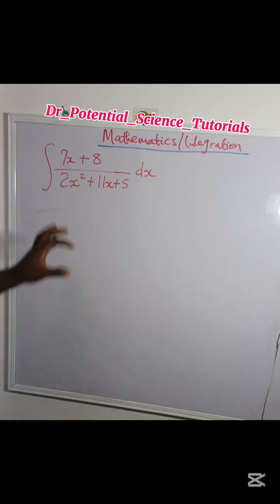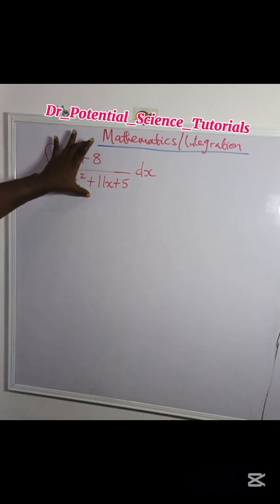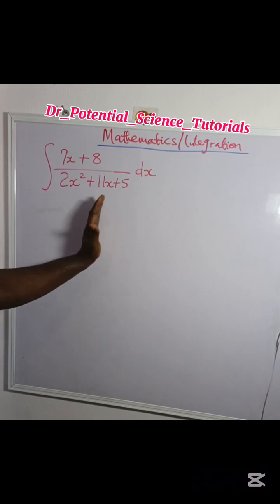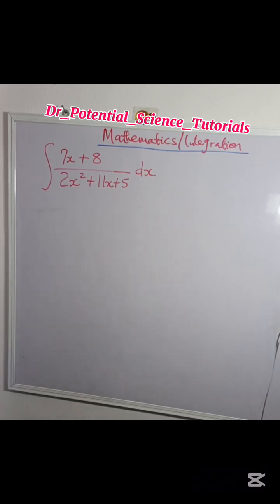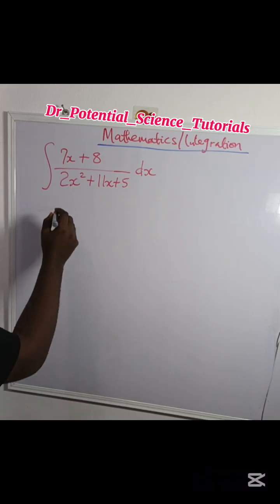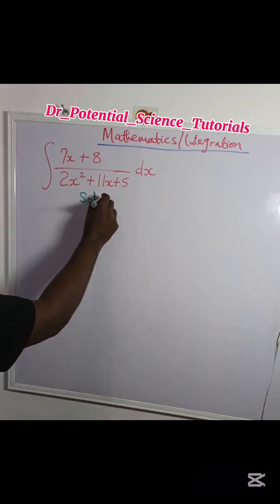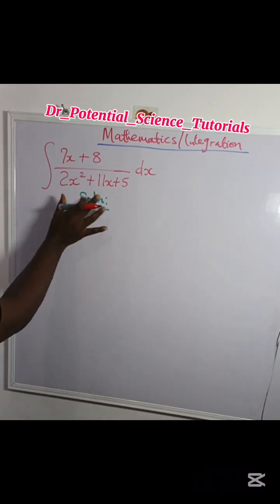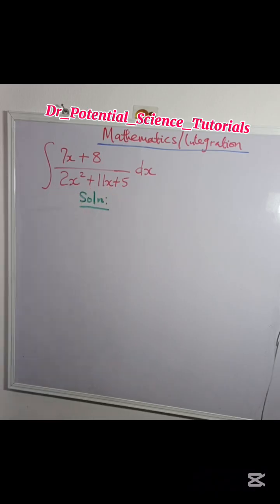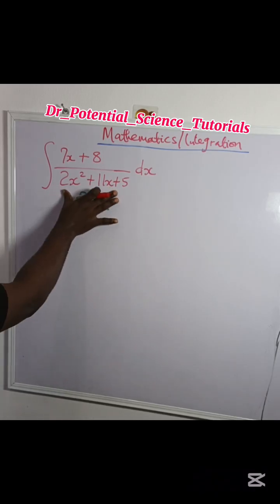What it means is that we have to split this big fraction into smaller ones before we are able to integrate. How do we do that? Now, let's take a look. The first thing we do is to factorize the denominator. We are going to factorize the denominator.